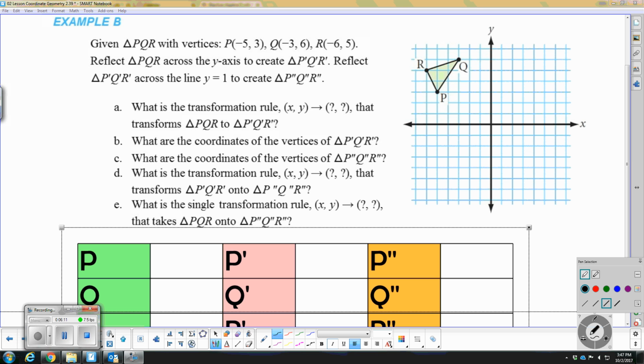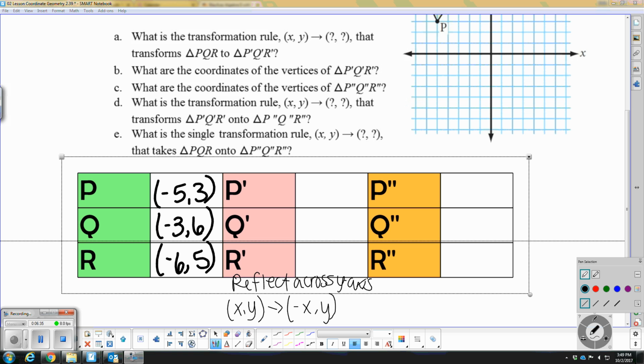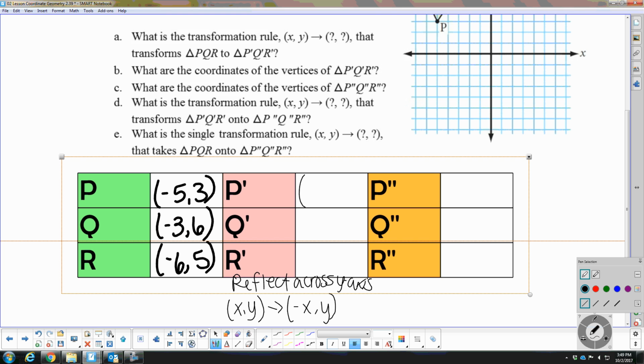In this next example, looking at triangle PQR with the vertices -5, 3, -3, 6, and -6, 5, we're first going to reflect that across the y-axis to create triangle P prime, Q prime, R prime, and then we're going to reflect that image over the line y equals 1 to create triangle P double prime, Q double prime, R double prime. So first we can think of a general rule that we have for reflecting across the y-axis, and that's (x, y) becomes (negative x, y). So first let's do that with our points. So P becomes P prime.